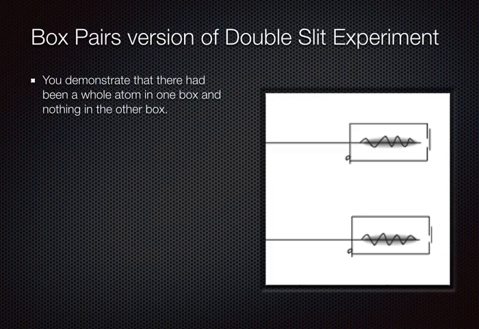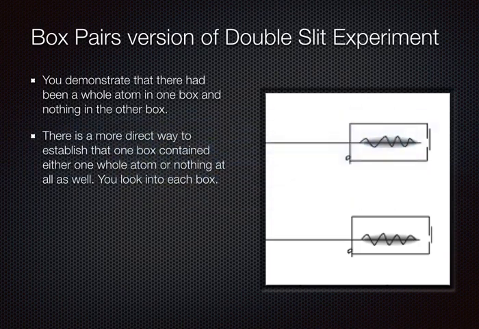You demonstrate that there had been a whole atom in one box and nothing in the other box. There's a more direct way to establish that one box contained either one whole atom or nothing at all, which is we look. Now we don't have to open slits, we can just look.